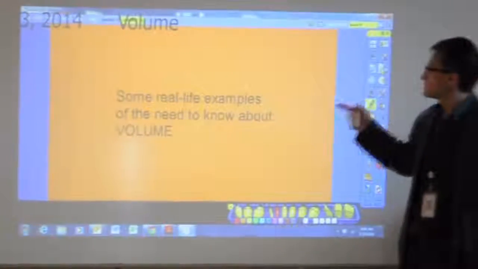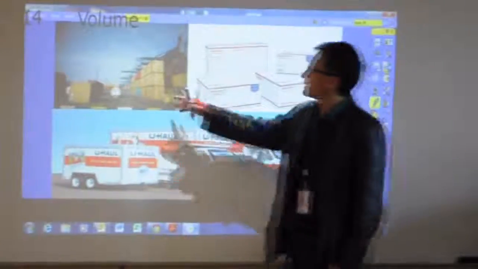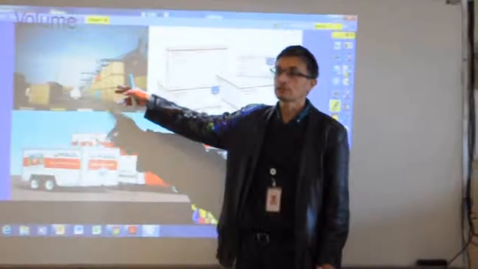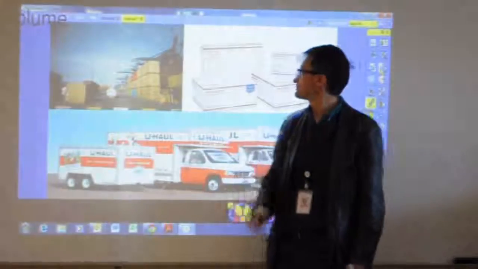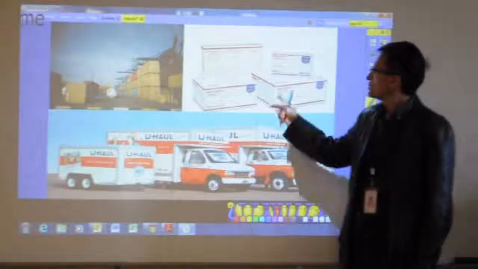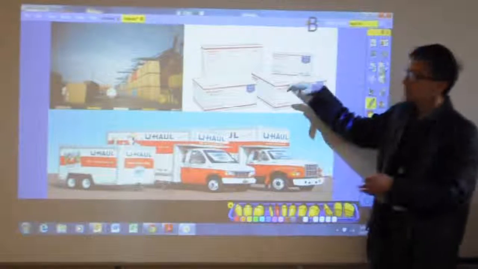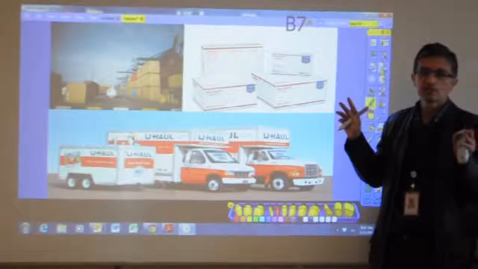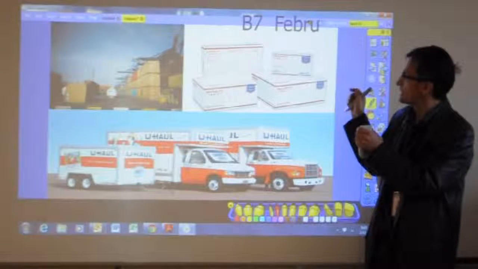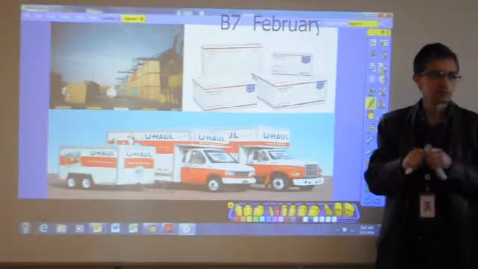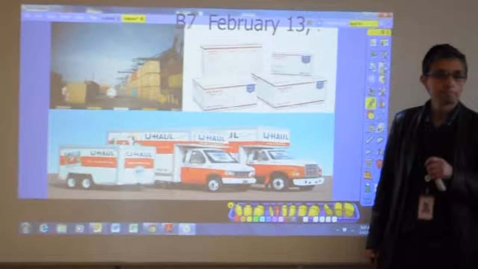First, some real life examples where we need to know about volume. Have you been in Oakland, for example? In Oakland, at the port, they have these containers. You need to know about volume to ship these kinds of containers. At UPS, now they have a deal called flat rate. It means whatever you put in the box, it's going to be one price, no matter if it's heavier or lighter. You need to know about volume.